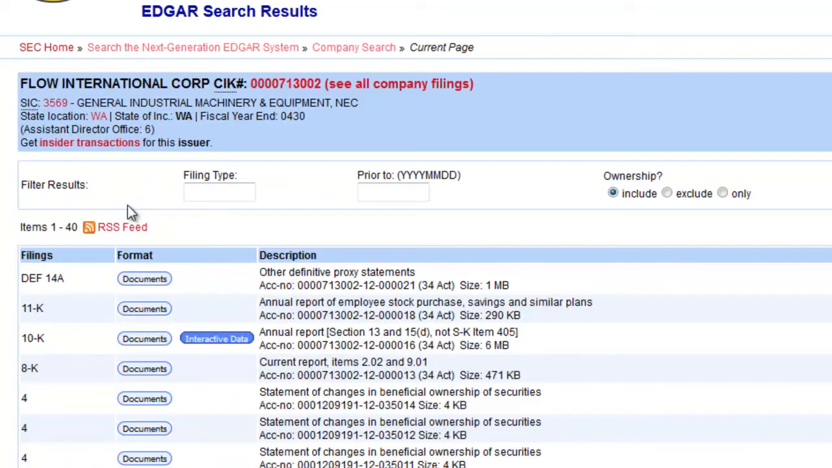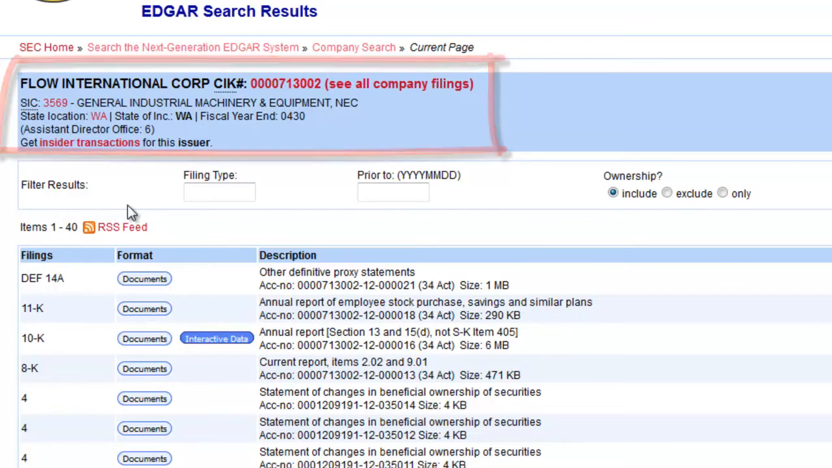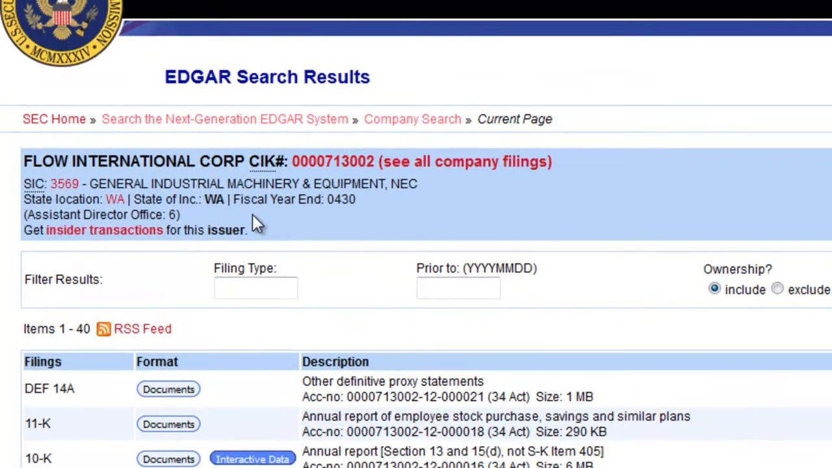After checking whether this is the right company, let's pay attention to a few of the things below. As we already covered, SIC codes are shown right below the name of the company. We can also learn that Flow International Corporation is located in the state of Washington. This is all self-explanatory, but one thing that I want you to pay attention to is the fiscal year end.